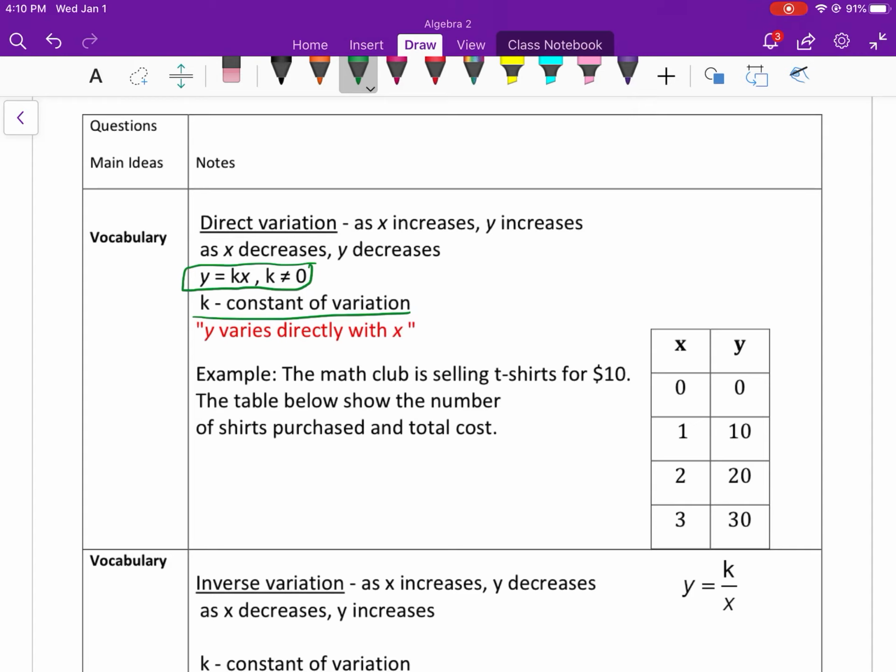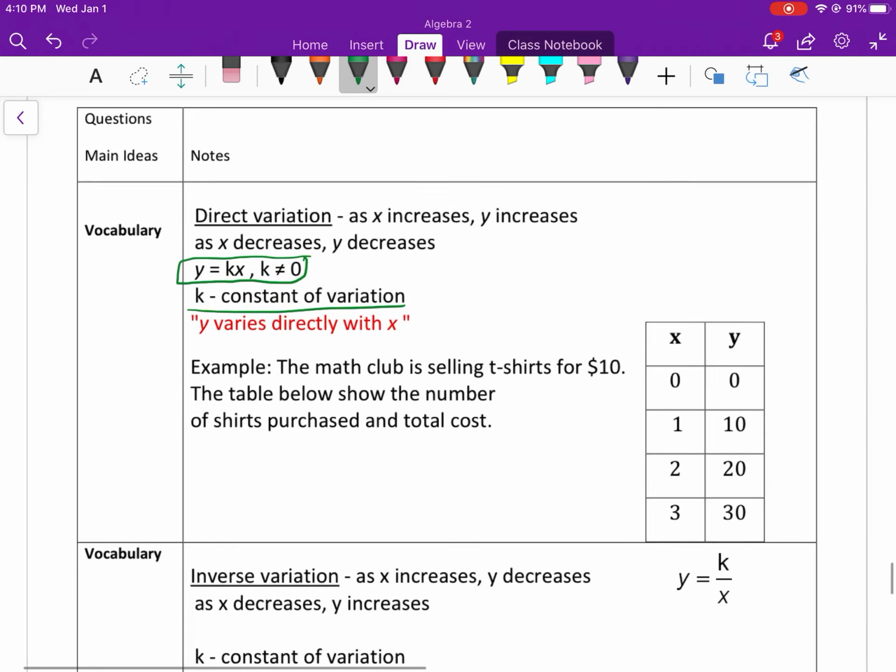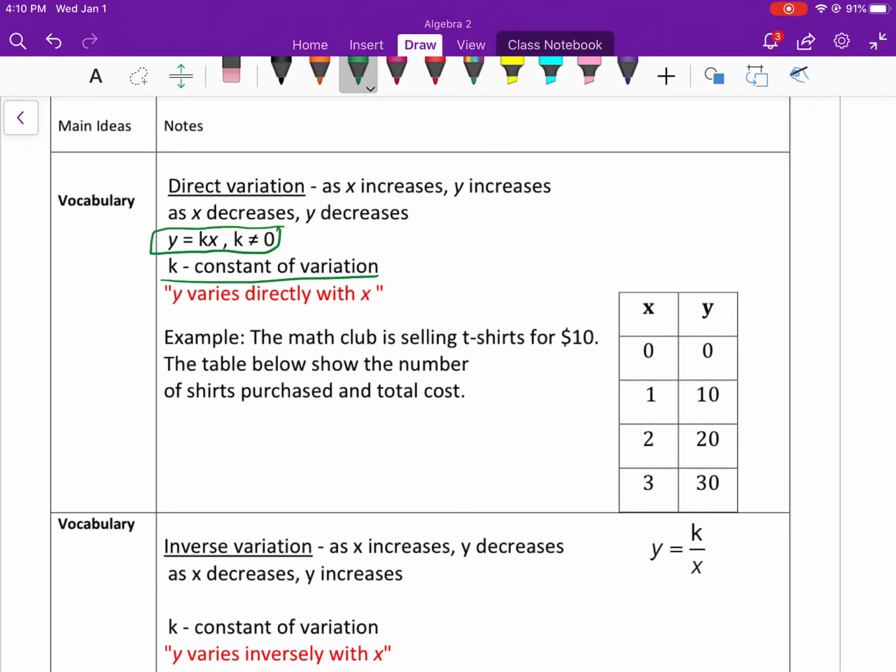Here's an example. The math club is selling t-shirts for $10. The table shows the number of shirts purchased and the total cost. So as the number of shirts increases, 0 shirts, $0. 1 shirt, $10. 2 shirts, $20. 3 shirts, $30. So as the number of shirts increases, so does the cost. And it's changing by $10, so that's your constant of variation. So this would have an equation of y equals 10x, $10 per shirt.